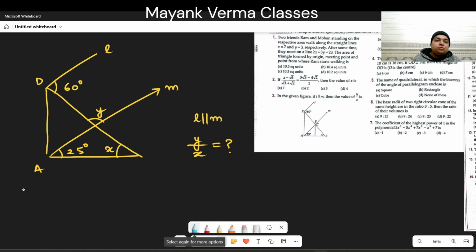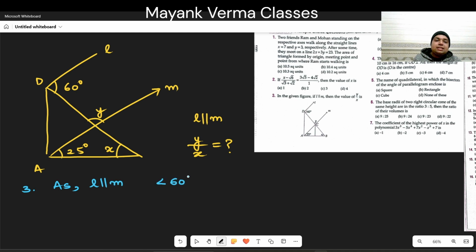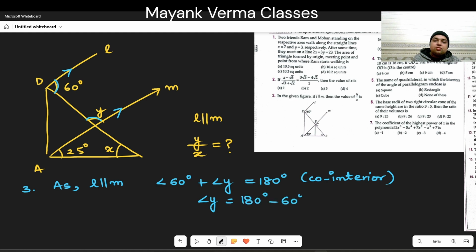So first, what we will do in the second solution, third solution, what you will do? You will simply say, as L is parallel to M, that means angle 60 degrees plus angle Y should be equal to 180 degrees. See carefully, this line and this line are parallel to each other. So this angle on the same side will be co-interior angles. So always remember to write the reason behind every step. Co-interior angles, so angle Y will be equal to 180 degrees minus 60 degrees. So 120 degrees. Okay, so we get the value of Y.